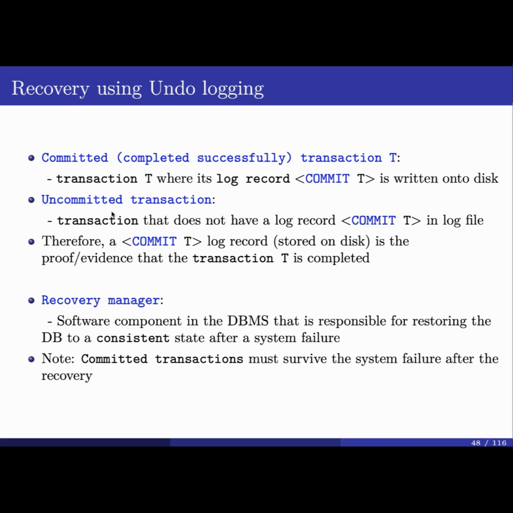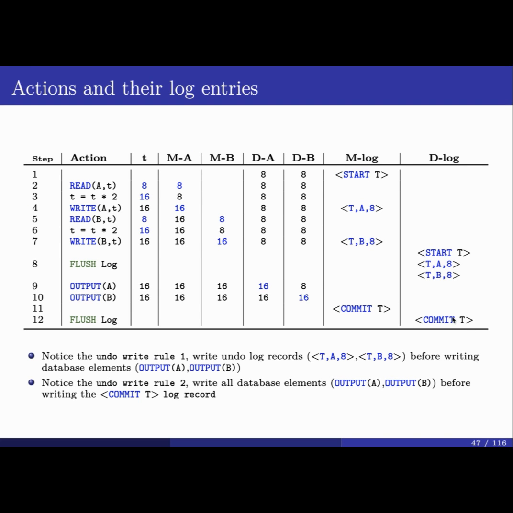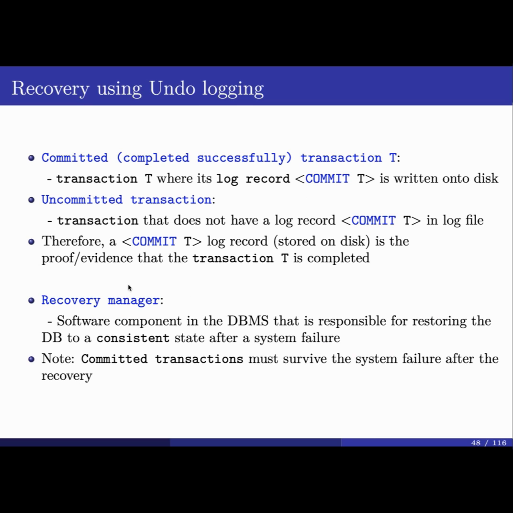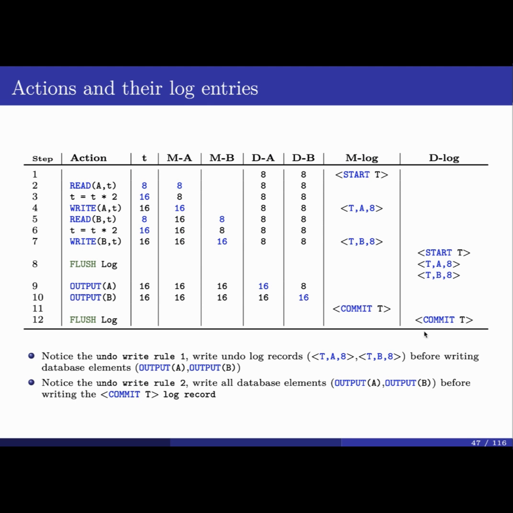So we define uncommitted transactions as any transaction that doesn't have a log record called commit. And also you can add abort. If a transaction has a commit, that means we call it a completed transaction in general. Therefore, if we find commit T of any transaction written in the disk in the log entry, that is evidence or proof that this transaction has completed. In other words, all the changes made by this transaction are reflected in the disk.